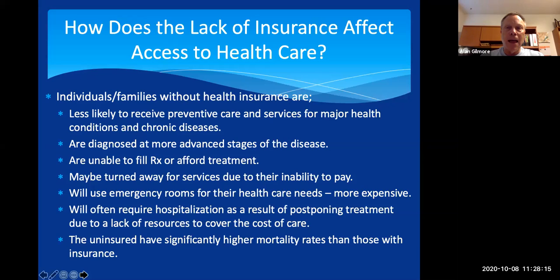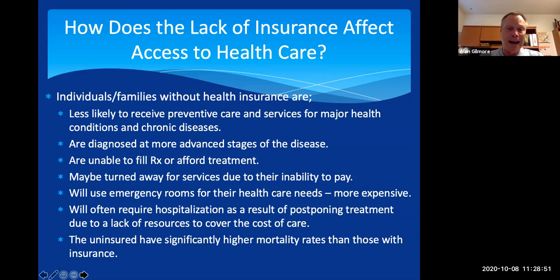So how does the lack of health insurance affect access to health care? Well, it just makes sense that if you are an individual or a family without health insurance, you're less likely to receive preventive care. Often, if someone is experiencing some kind of illness or physical condition, they may postpone trying to access assistance or services.